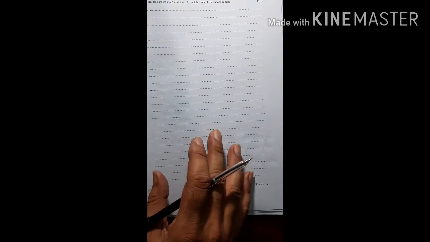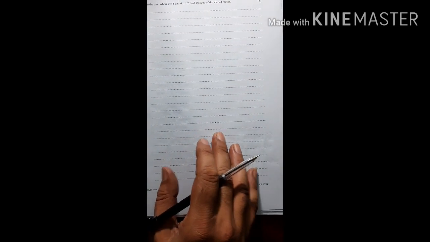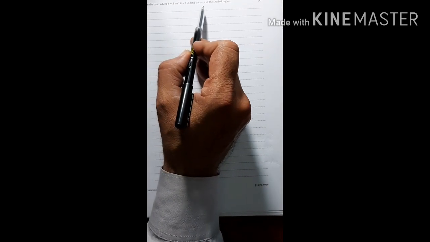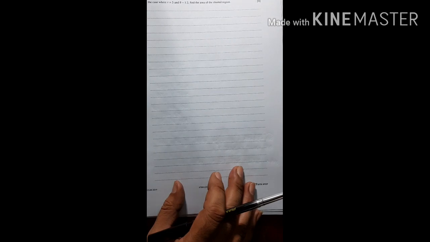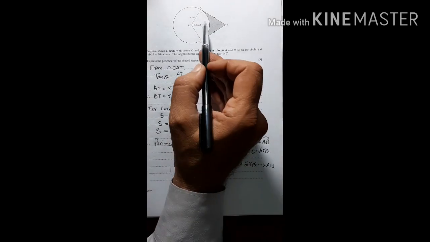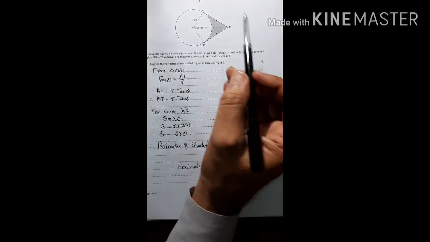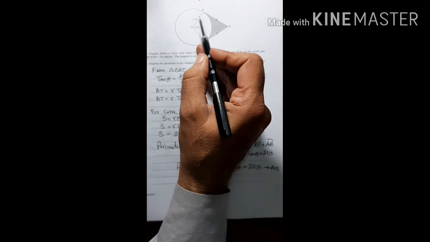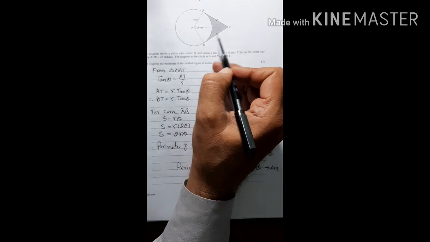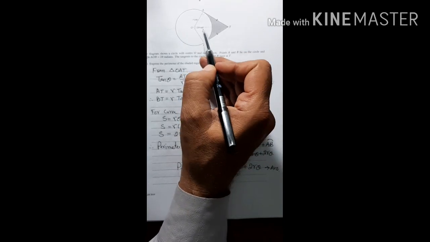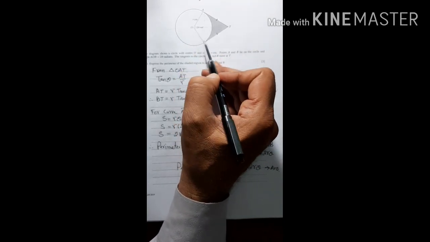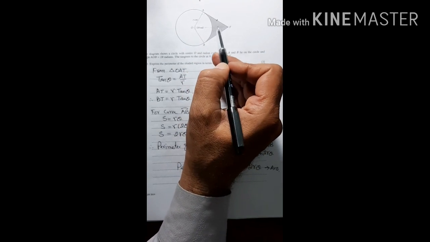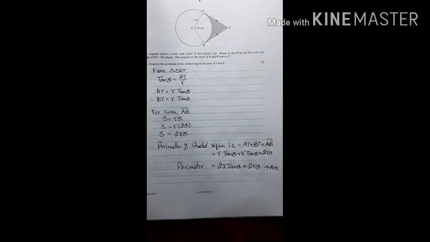Now the second part is: in case R is 5 and theta is 1.2, find the area of the shaded region. So first of all, you must know what to do. First, we will find the area of the kite, and then we'll subtract this white sector from the area of the kite, and we'll get the area of the shaded region.